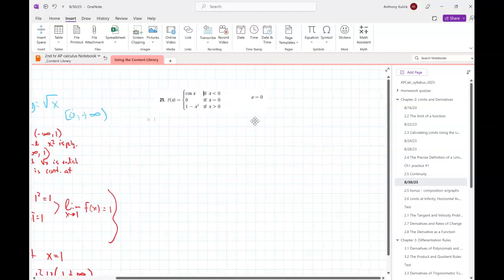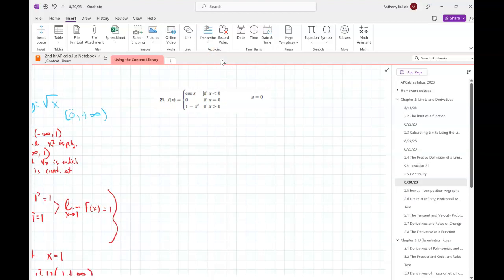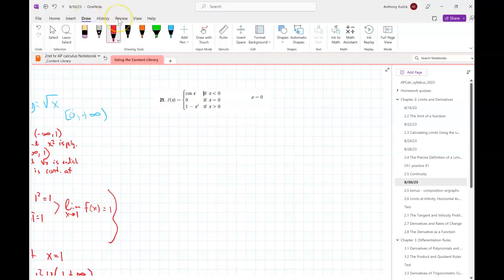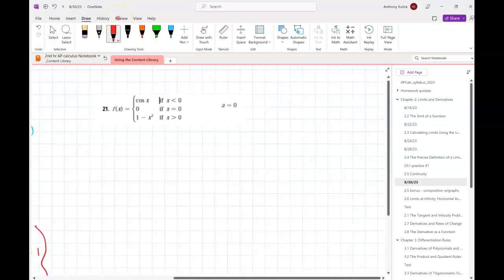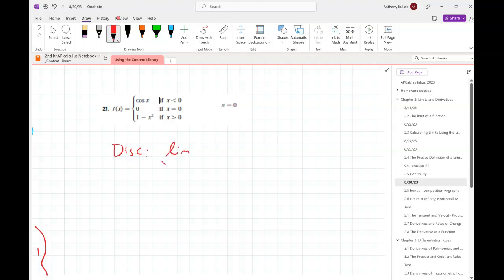So the directions here say explain why the function is discontinuous at the given number a and sketch the graph. So to show discontinuity, what we would need to show is the limit as x approaches 0 of f of x does not equal f of 0. That's what we want to show. Cool with that? You chose f of 0 because it's telling us this is the point that I want to show the discontinuity at.